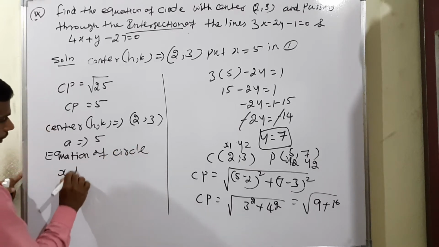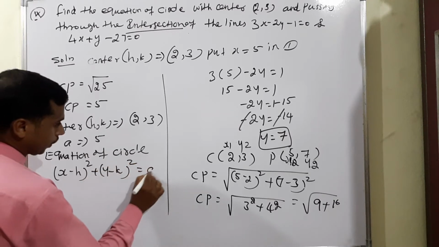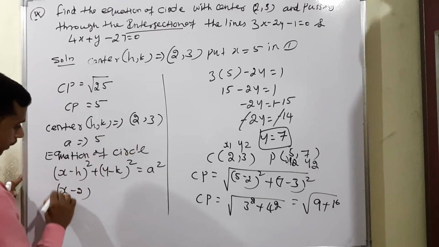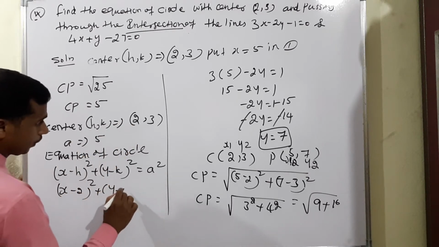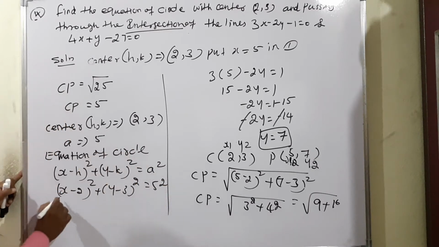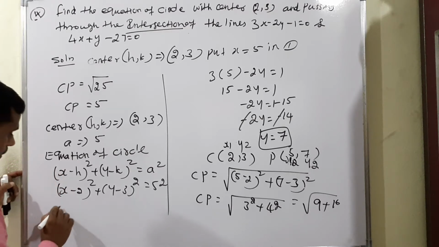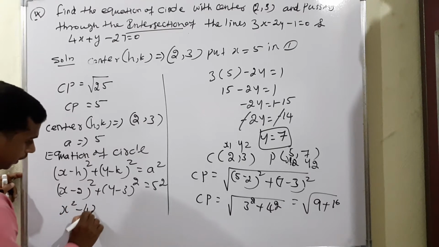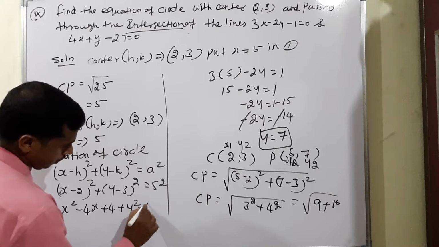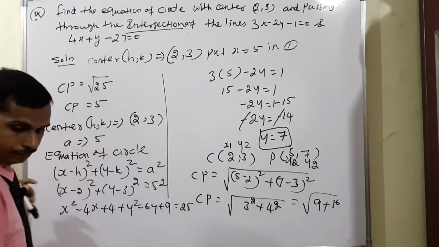x minus h the whole square plus y minus k the whole square is equal to a square. So h is 2: x minus 2 the whole square and y minus 3 the whole square is equal to 5 square. Now (a minus b) the whole square is a square minus 2ab plus b square. So x square minus 4x plus 4 plus y square minus 6y plus 9 is equal to 25.